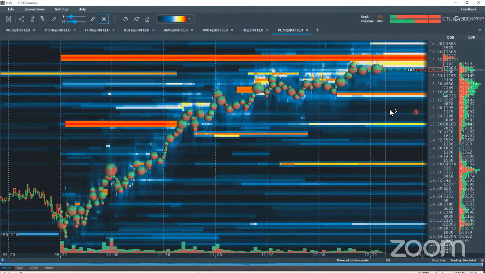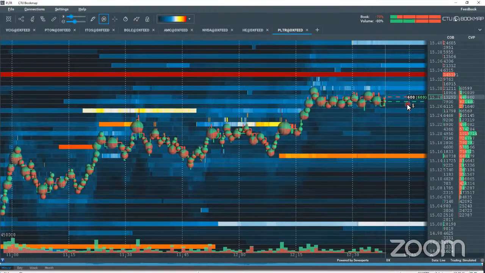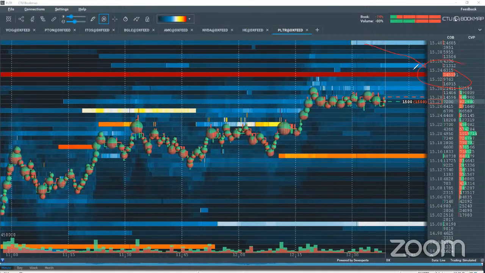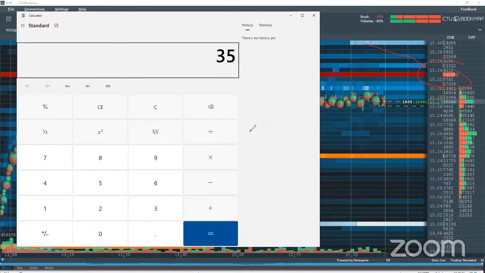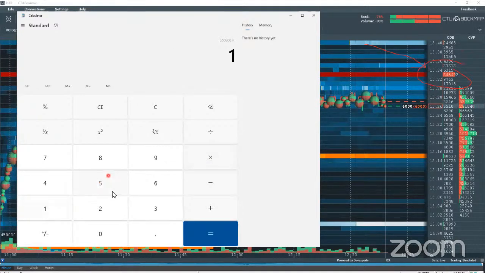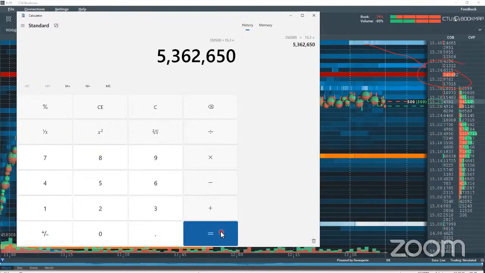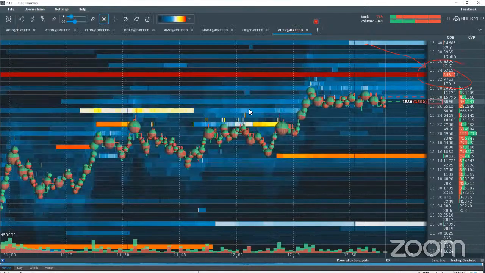Here's a seller right now for 300. Let me zoom in here a little bit closer so you can see it. There's a seller right now, right here, if you notice. How many shares is that guy looking to sell? 350,000 shares, okay? Let's bring up our calculator. 350,000 shares times $15.30. It's about $5 million worth of stock that he's trying to sell out there.